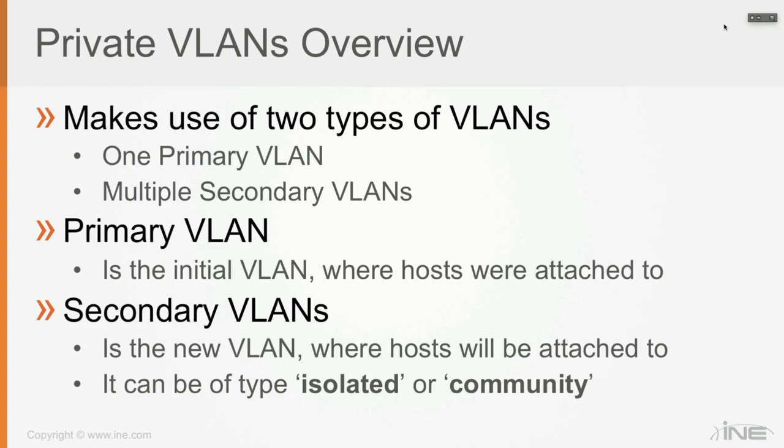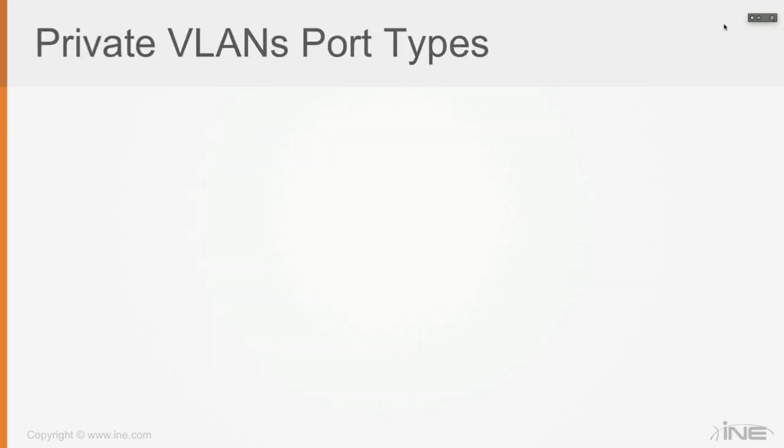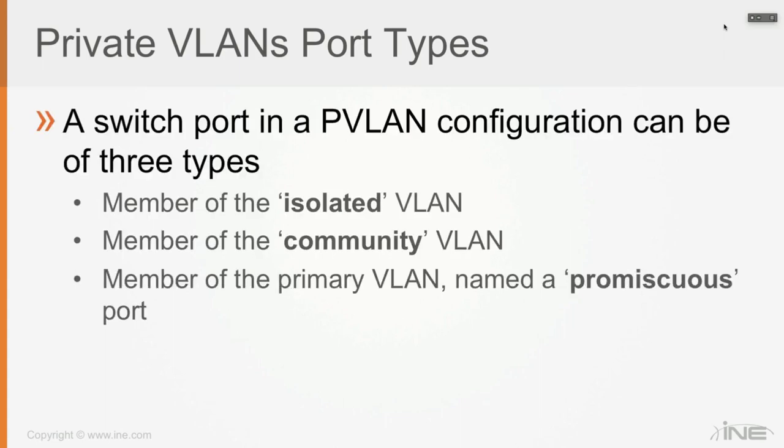And the secondary VLANs can be of type isolated or community. And as you're going to see, the name tells you exactly how it works. Now, once we have defined those VLANs, the primary and the secondary VLANs, then we have to configure the hosts to be members of the private VLAN configuration.